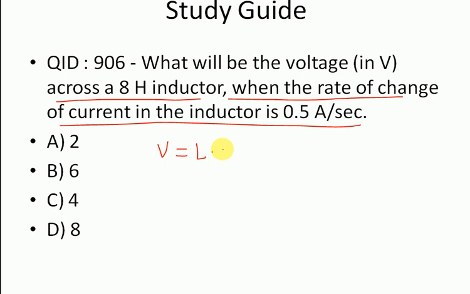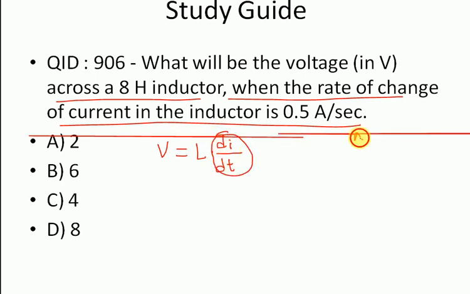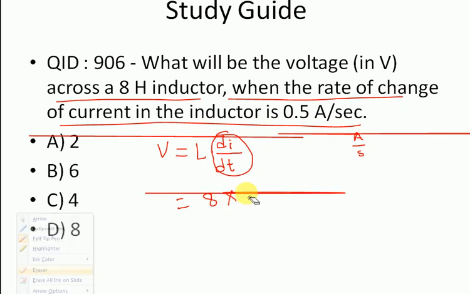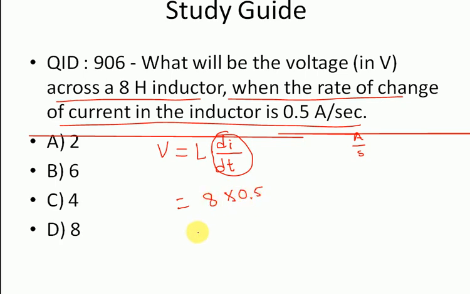L di by dt. What is di by dt? That is the rate of change of current, and this is ampere per second. Now L is already given, 8, and di by dt is given as 0.5. So 8 into 0.5, that is 8 into half, that is 4. So the answer will be 4 Henry.